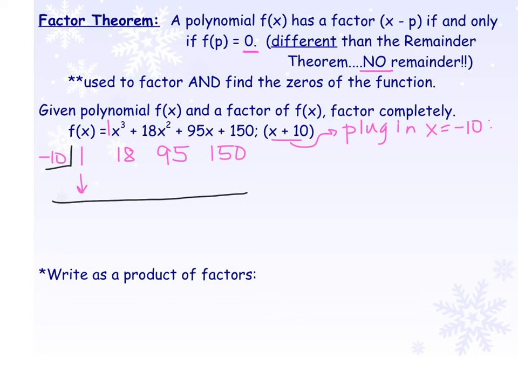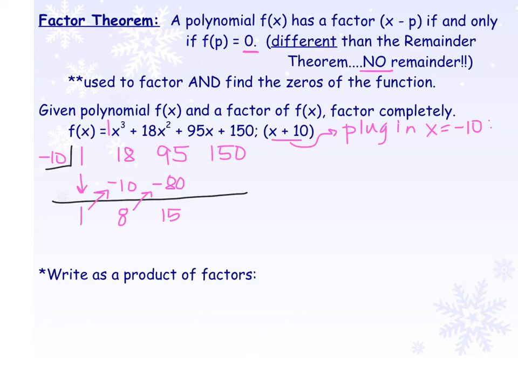Drop that first number straight down, 1. Multiply to the corner, 1 times negative 10. That goes in the next row. 18 plus negative 10 would essentially be 18 minus 10, which is positive 8. If you multiply positive 8 by negative 10, we get negative 80. And that goes in the next column. 95 minus 80, or plus negative 80, however you want to state that, would be positive 15.